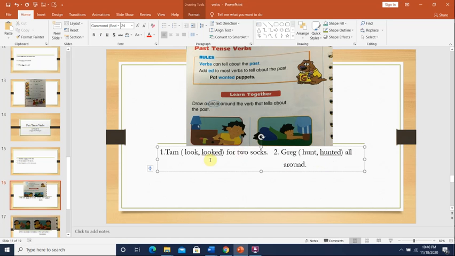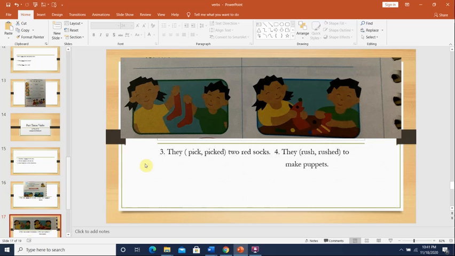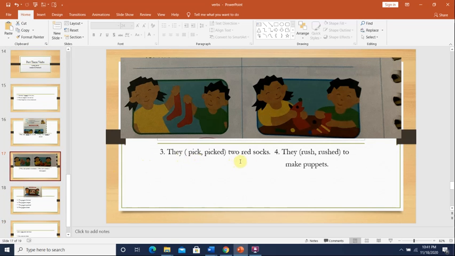Okay, so sometimes when we read the words with ed, sometimes we say looked, you feel like there's a T, and sometimes we hear like a D. Hunted. Okay. Number 3, they picked 2 red socks. They picked. We use picked because it says circle the verb in the past, and picked has ed. Number 4, they rushed to make puppets. So we use rushed because rushed ends with ed.